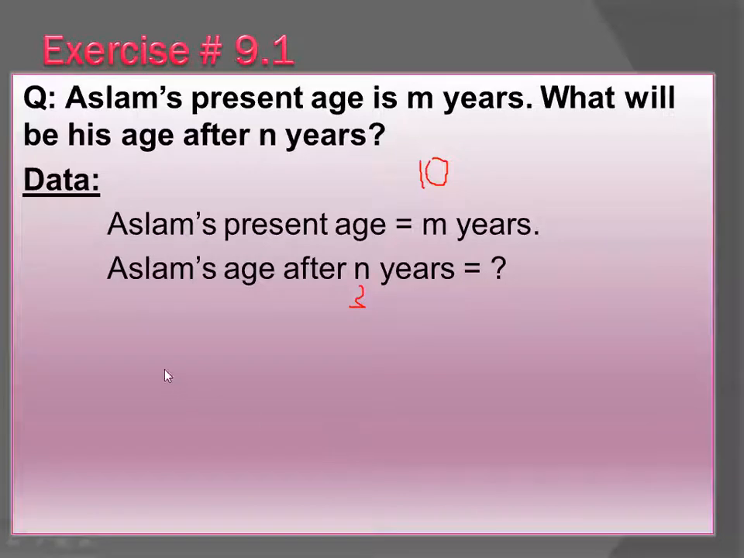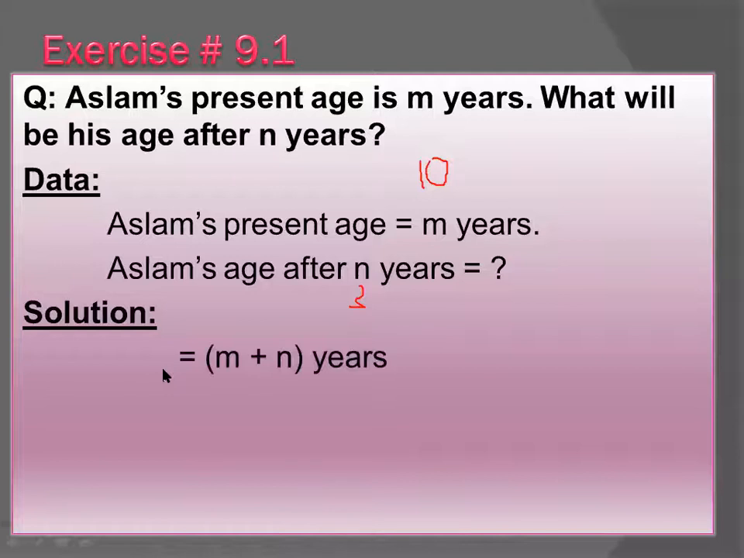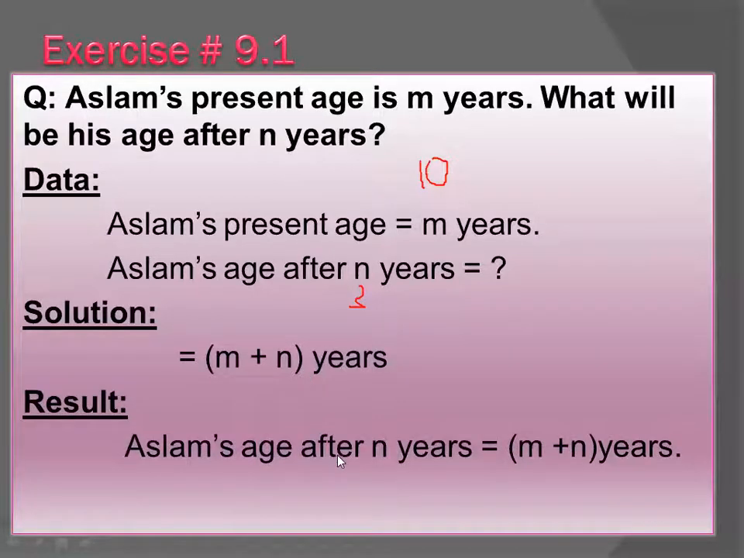So in terms of variables, how will you write it? You will simply write m plus n years, that's it. So the result will be: Aslam's age after n years is equal to m plus n years.